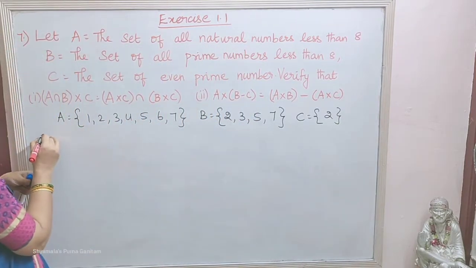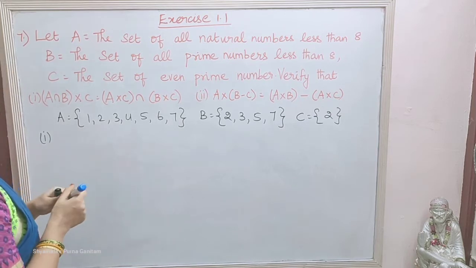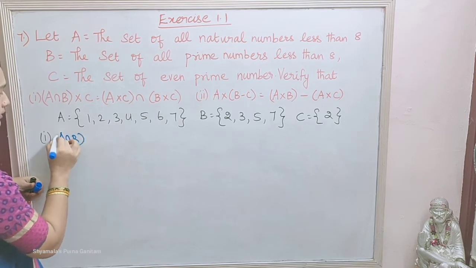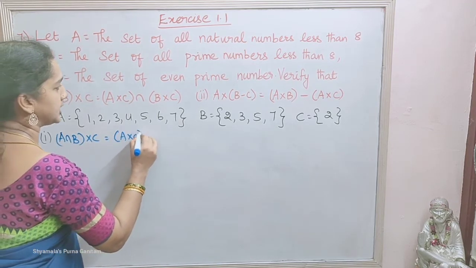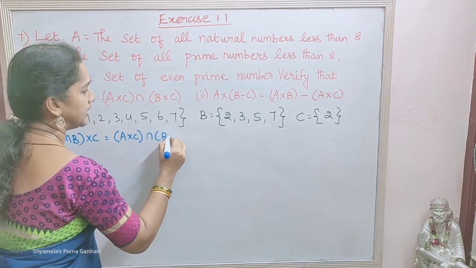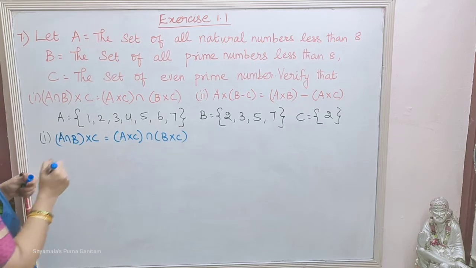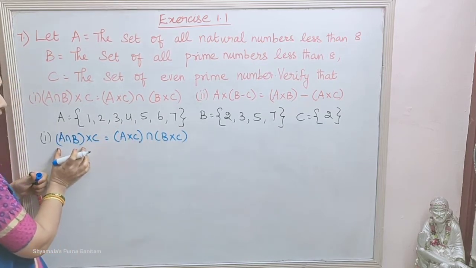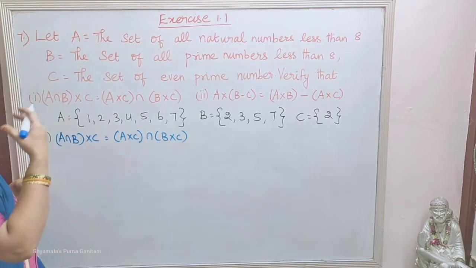Now we do the first sum. The first sum is A intersection B cross C is equal to A cross C intersection B cross C. This is the question given. Now we need to know the elements of all these things: A intersection B, A cross C, B cross C, everything we need. So first we will find that.